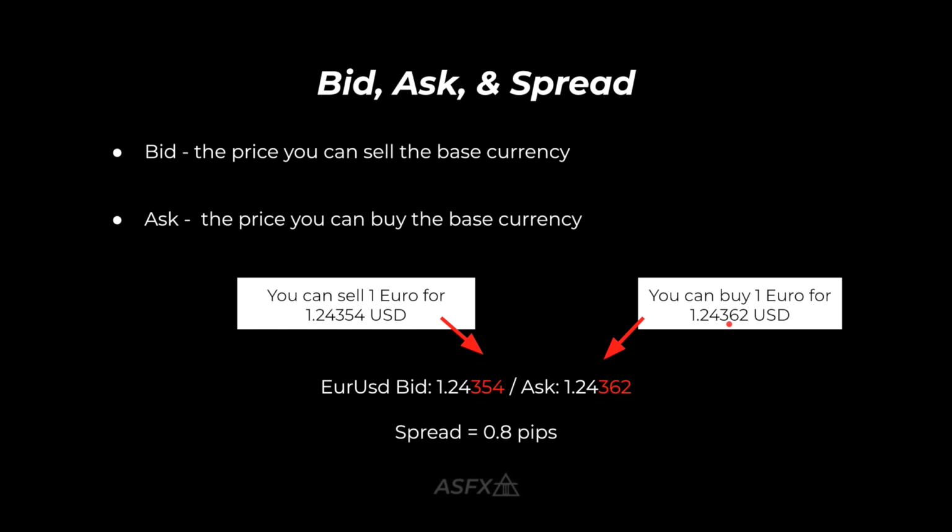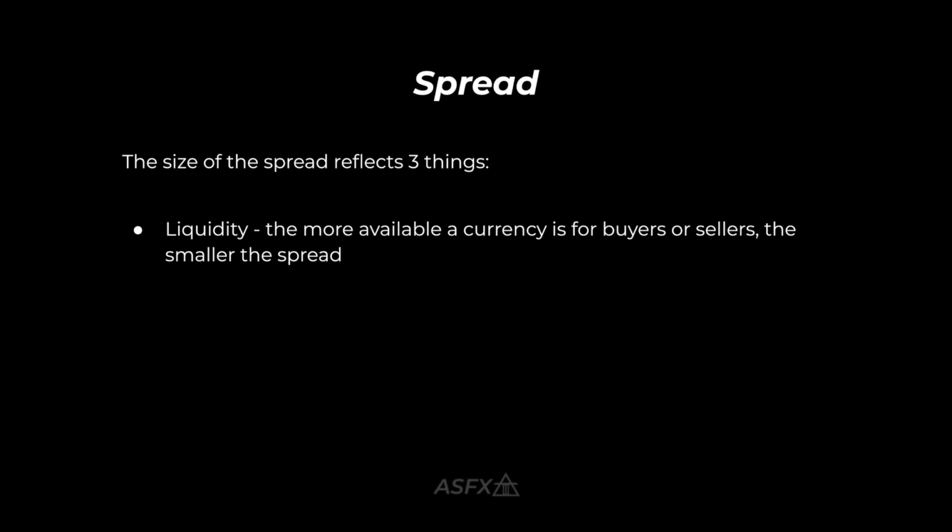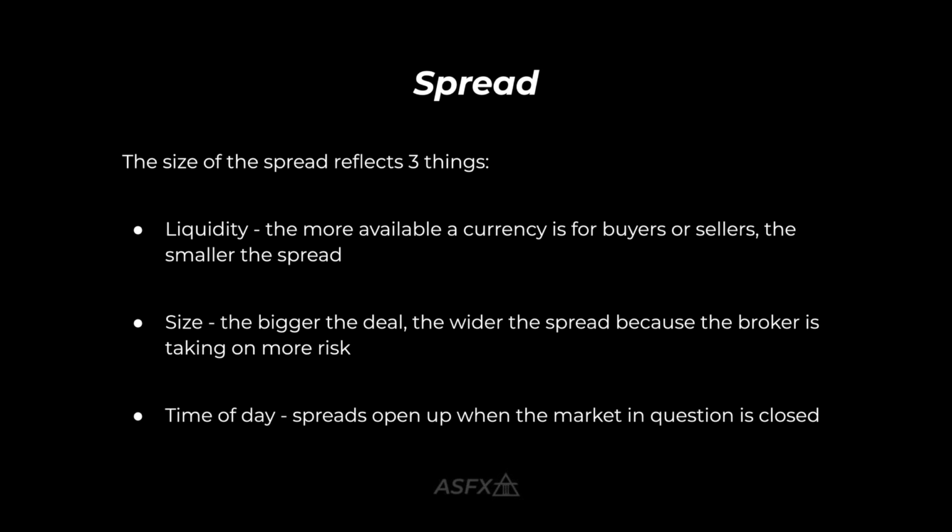So I hope that you understand now that you count the pips with that second to the right digit place, and when you're talking about the bid and ask, price is going to be quoted in 2 different ways. The price that you can buy the base currency and the price that you can sell the base currency. And the difference between those is the spread. The size of the spread reflects 3 things, and it's important to understand all 3. First, liquidity. The more available that a currency is for us to buy and sell, the smaller the spread is going to be.